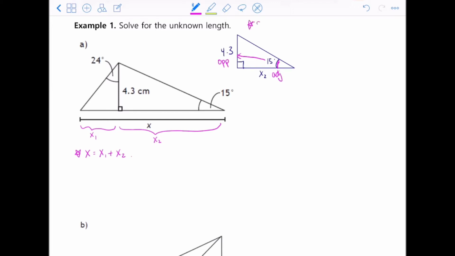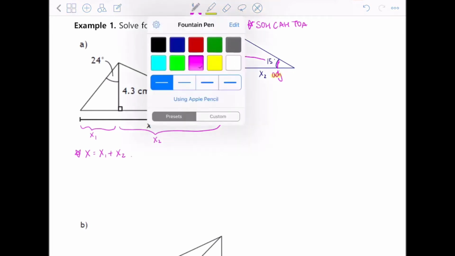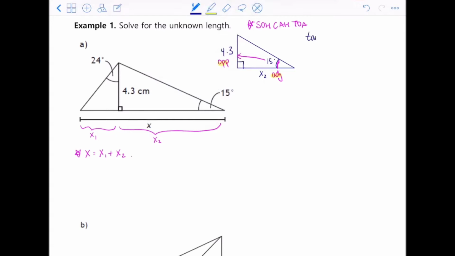And recall back to SOHCAHTOA, which ratio has opposite and adjacent? It turns out tangent has it. So tan theta equals opposite over adjacent. Let's sub in the values we know. Tan of 15 degrees equals opposite side is 4.3, adjacent is x subscript 2.